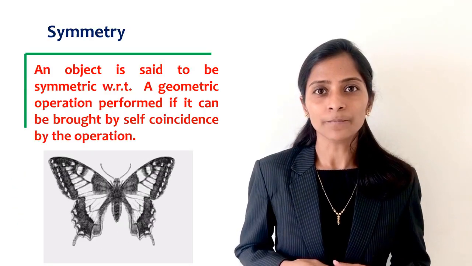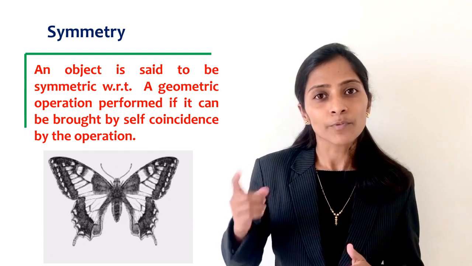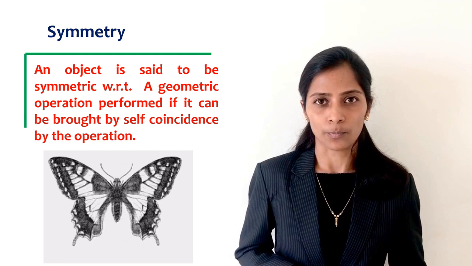What is the real basis for lattice classification? The answer is symmetry. And to justify this claim, we have to understand the concept of symmetry first. An object is said to be symmetric with respect to a particular geometric operation if it can be brought into self-coincidence after performing that geometric operation.